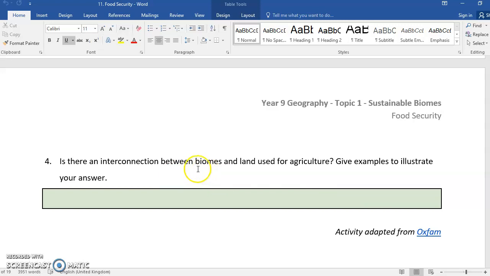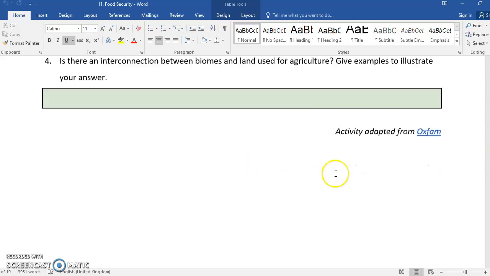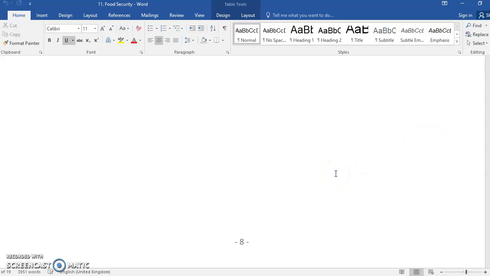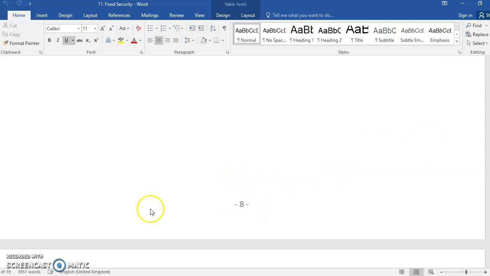And really, there is. Particular biomes, like I said, rainforests, grasslands, which have rich soil, we tend to then use that rich soil to grow the food that we need to. And that's page 8, which is what you needed to get up to by the end of this lesson. Thank you.